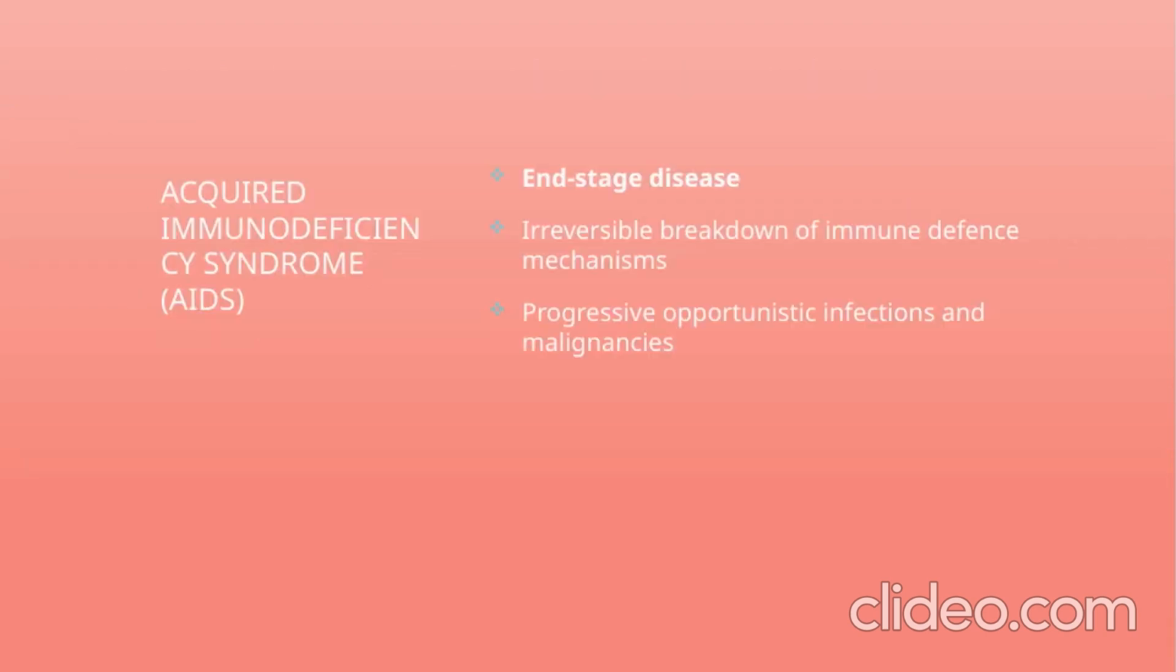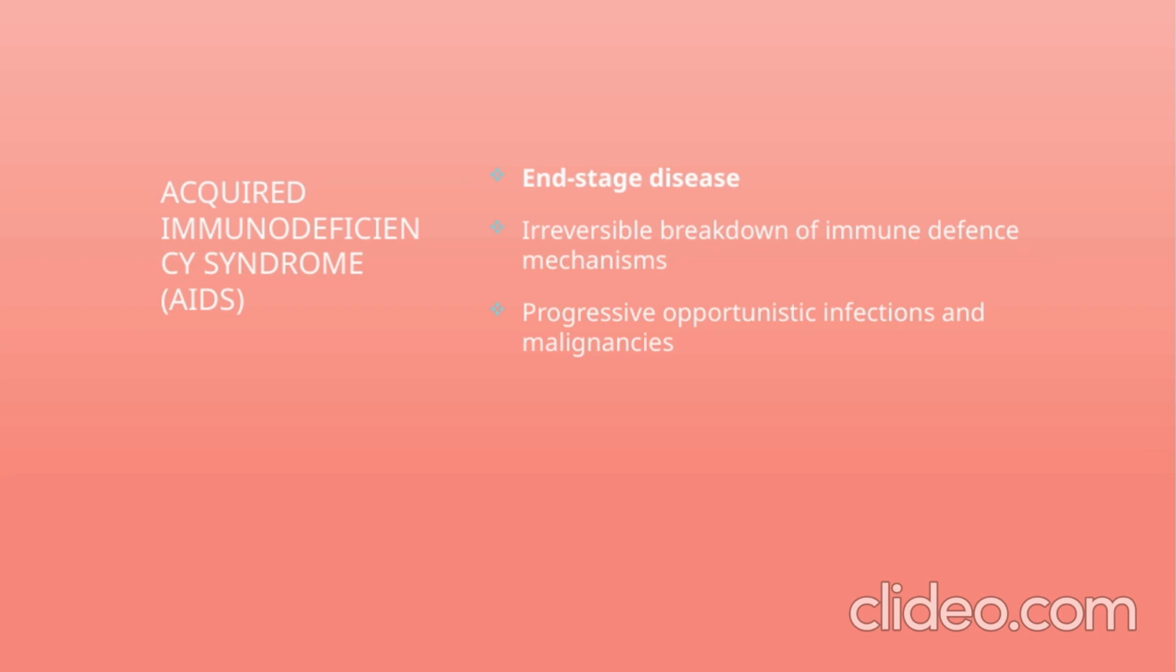Now, let's talk about what happens in the end stage of disease. At this point, there's an irreversible breakdown of the immune defense mechanisms. This means the body's ability to fight off infections and diseases is severely compromised. As a result, we see a progression of opportunistic infections and malignancies taking hold. These are infections and cancers that a healthy immune system would normally be able to control or eliminate. This stage is characteristic of acquired immunodeficiency syndrome, or AIDS.